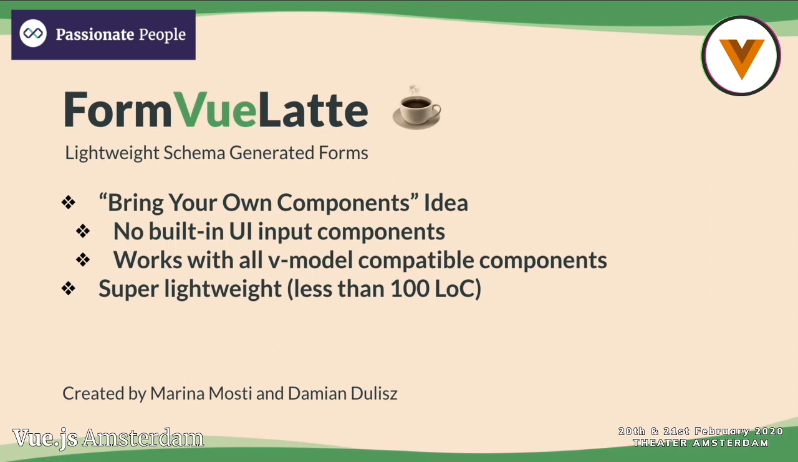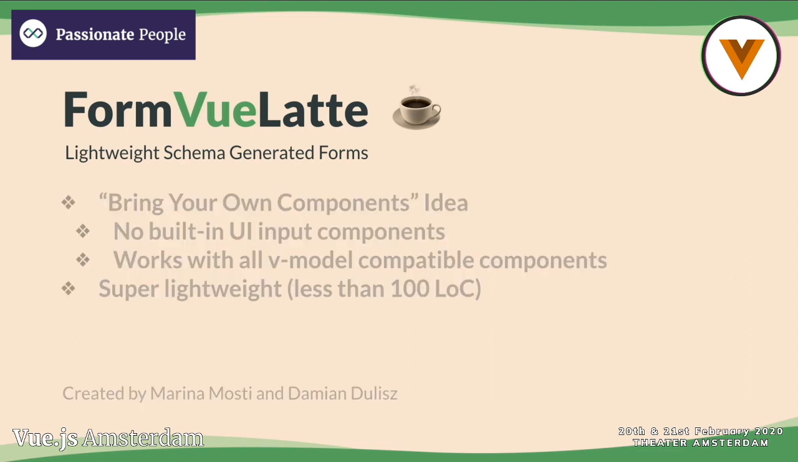The main idea here is bring your own components. Because I actually hate building open source UI components, after the multi-select fiasco, you bring your own components here. The only requirement is that they support the v-model functionality: accept the value and emit the update:modelValue event. And it shouldn't mutate the value, but I guess you already know that you shouldn't mutate props. It's super lightweight, about 100 lines of code, and it was created by me and Marina mostly, which is awesome.